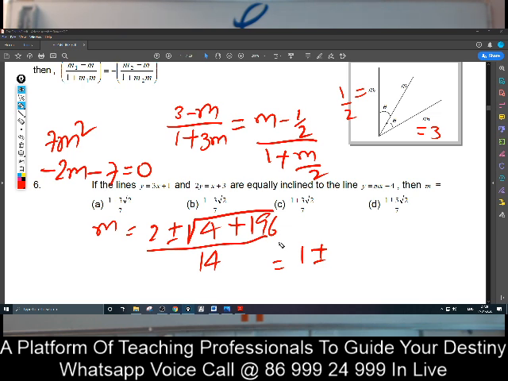Under root 200 is 25 into 8. It's 2 root 50. 2 getting cancelled by 7, you'll get 5 root 2. This one should be the answer.